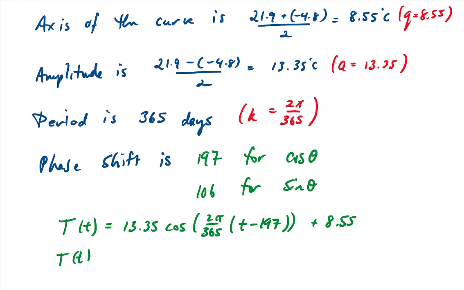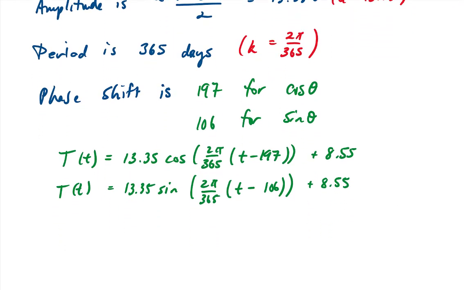Again, if we want sine, that would be 13.35 sine of 2 pi over 365. And that would be t minus, and in our example we said that was 106, plus 8.55. In either case, if we sub in our value, so this question wanted to know the temperature on day 200. If we sub 200 into either of our equations, we end up with approximately 21.88 degrees Celsius.